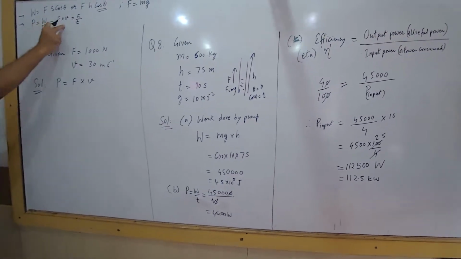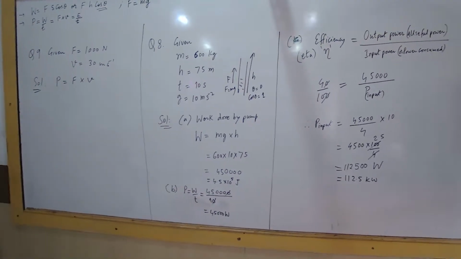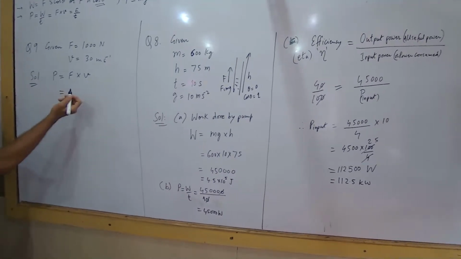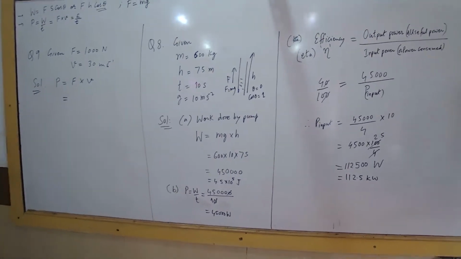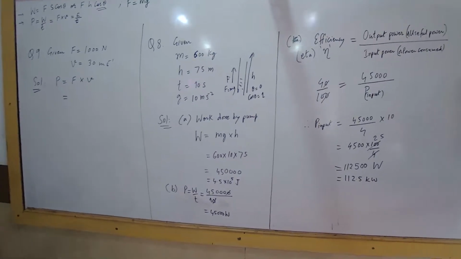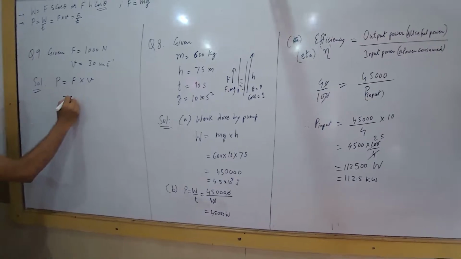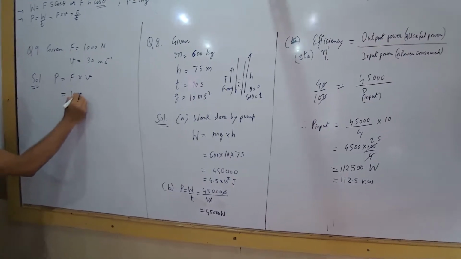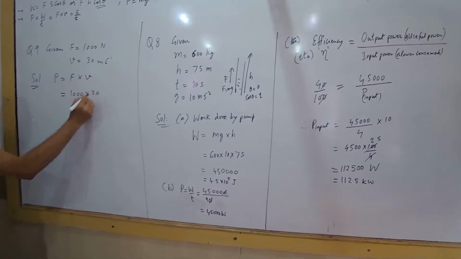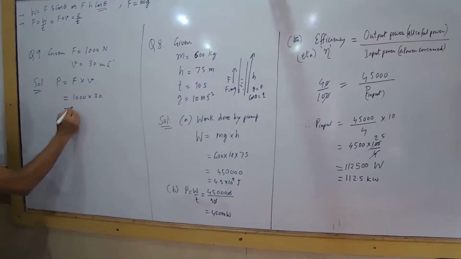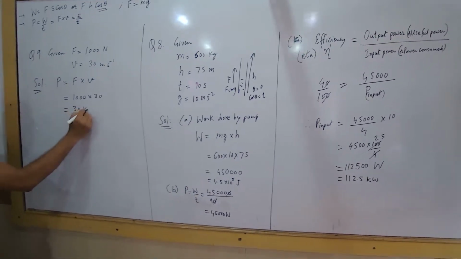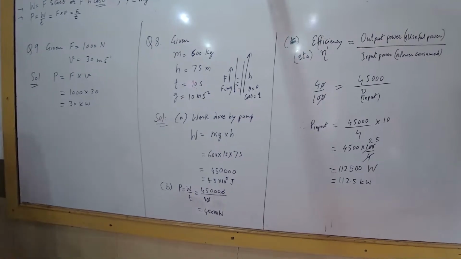Power is force into velocity. That formula is there, right? So there is no need for theta here. The cart is running in the direction in which the force is applied, so this is okay. So how much is this? 30, so 30,000 watt or 30 kilowatt. Power is 30 kilowatt.